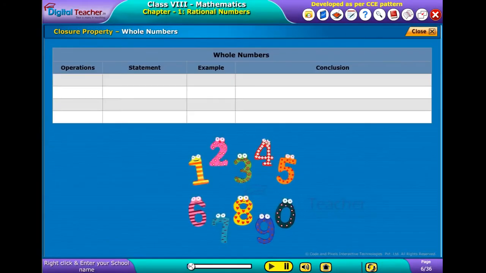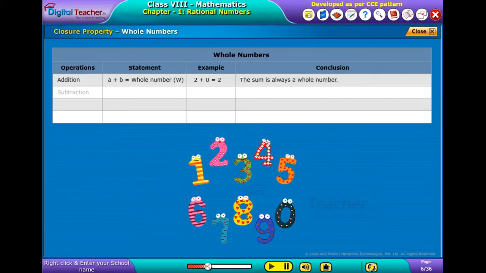Let us see the closure property of operations on whole numbers. Under addition operation, it states that if two numbers are added, their sum is a whole number. For example, 2 plus 0 is again equal to 2. It concludes that the sum is always a whole number.